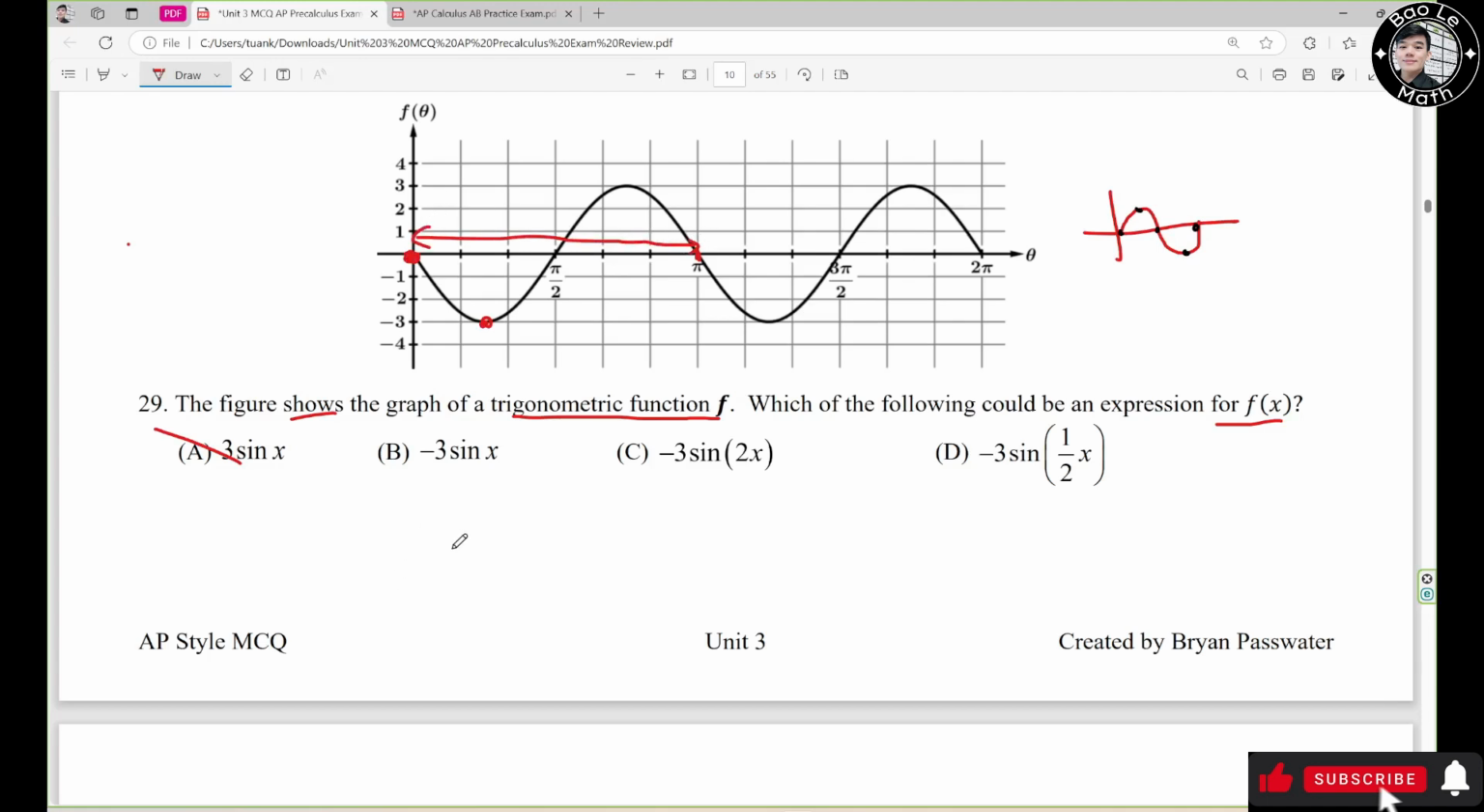So we have the formula, the period equals 2 pi over B, right? But we have the period is pi, so we need to solve for B, right? So B equals 2 pi over pi, right? So it could be 2. So B equals 2, we need to eliminate this one because B equals 1. This one B equals 2, this one B equals 1/2, so this is wrong, right? So the answer must be C.